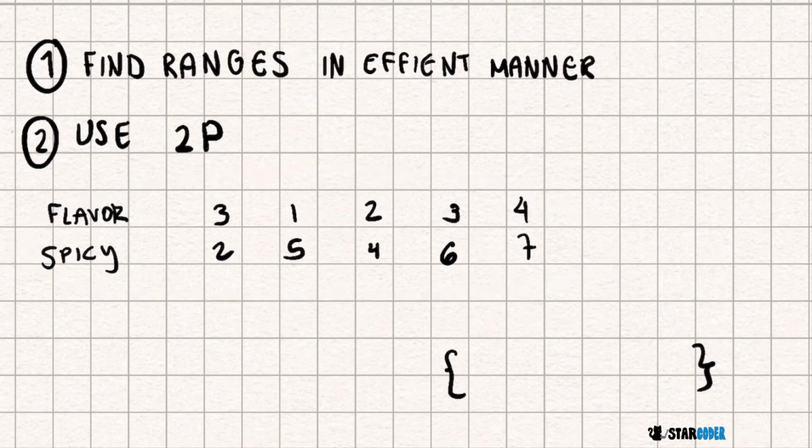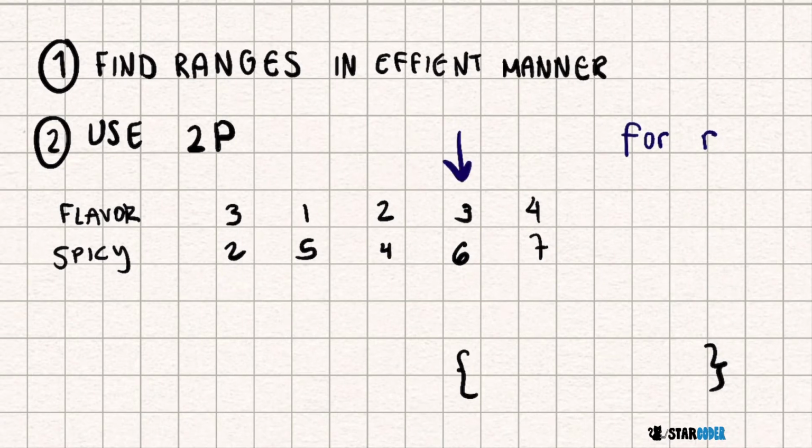What we're going to do is have the first for loop be for R. So let's say we have 2 pointers L and R, left and right. The left is going to be the start, and the right is going to be the end. So for our code, we're going to have something like for R, and then R is going to loop through from the beginning to the end. And let's say R is here.